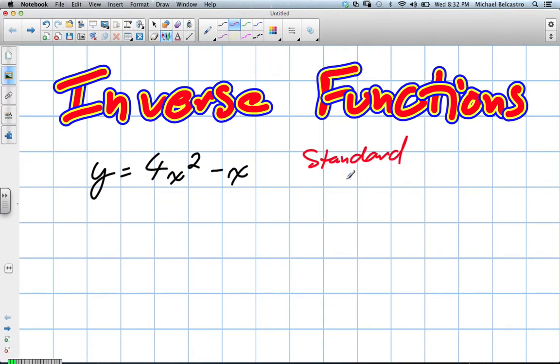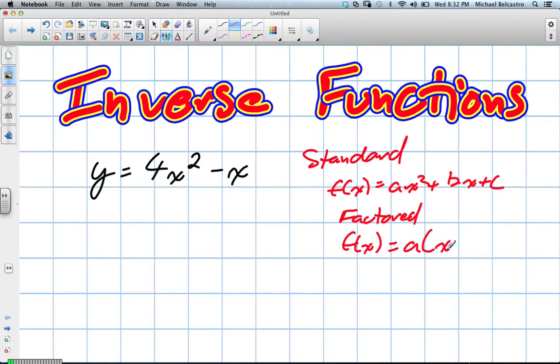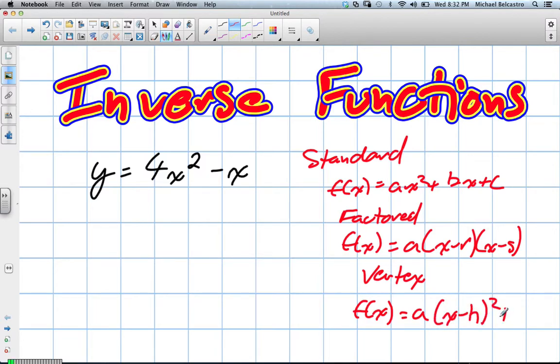Standard form, I'm just going to write it all in red here. It's usually written like f of x is equal to ax squared plus bx plus c. There's also factored form, which is f of x is equal to a(x minus r)(x minus s). And then finally there is vertex form. Vertex form is f of x, sometimes you guys might use different letters, but a(x minus h) squared plus k.